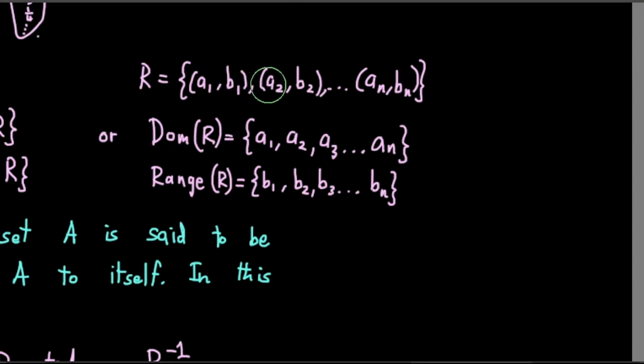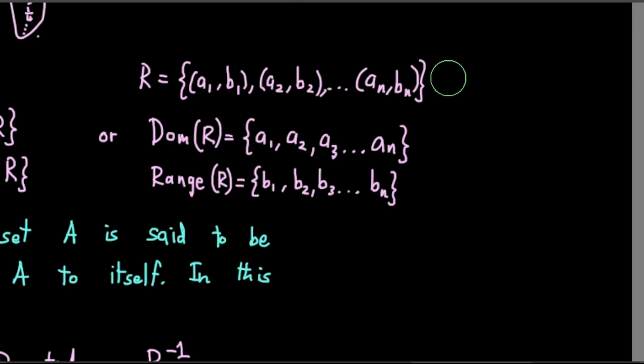So A1, A2, A3, A4, and so on. If you just took those and put those alone in a set, not in an ordered pair separately, just those in a set, you're going to get the domain of the relation itself. The range is basically the second value. So the domain is the values that we take in as the input, and the range is all the values that we get as the output.